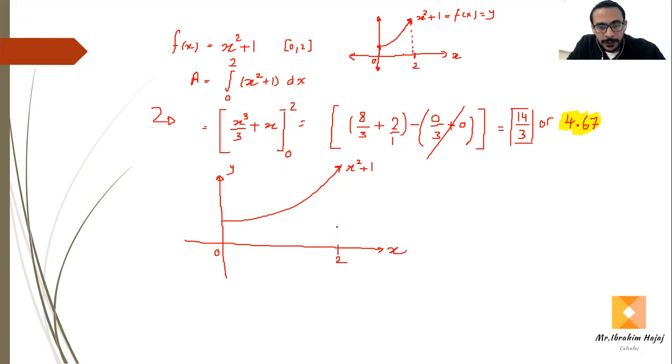We will divide this into rectangles, based on the Riemann sum. Before we start, if we divide it into rectangles, like here is 1, here is 2, here is 3 and 4, we have rectangles like this.